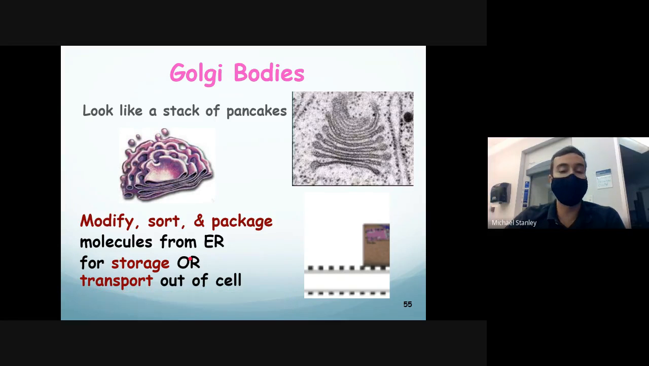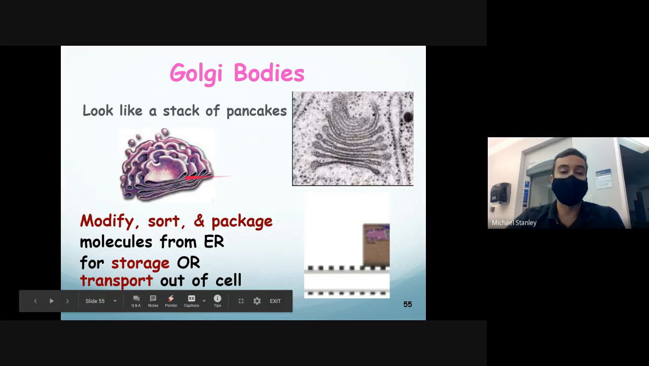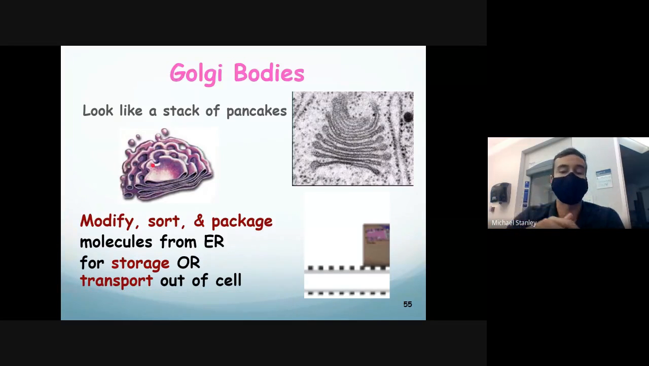So a whole bunch of different jobs are done by the Golgi body, but it all sort of falls under this sorting and transporting umbrella.